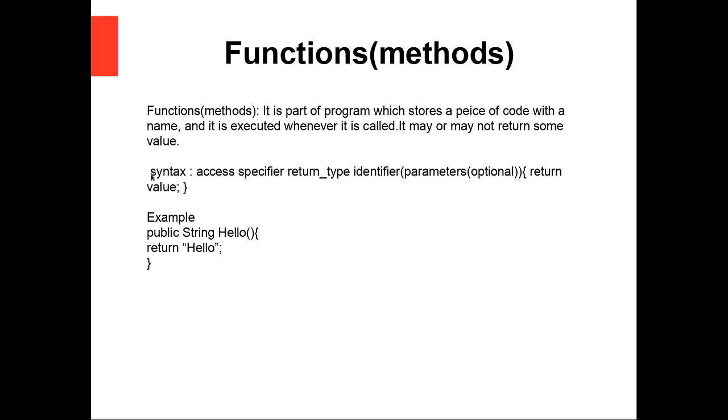So what the syntax says here is that a function should have some access specifier, some return type, identifier to identify it, and some optional parameters and a return. So in our example, our access specifier is public, return type is string, and identifier it is identified by hello.